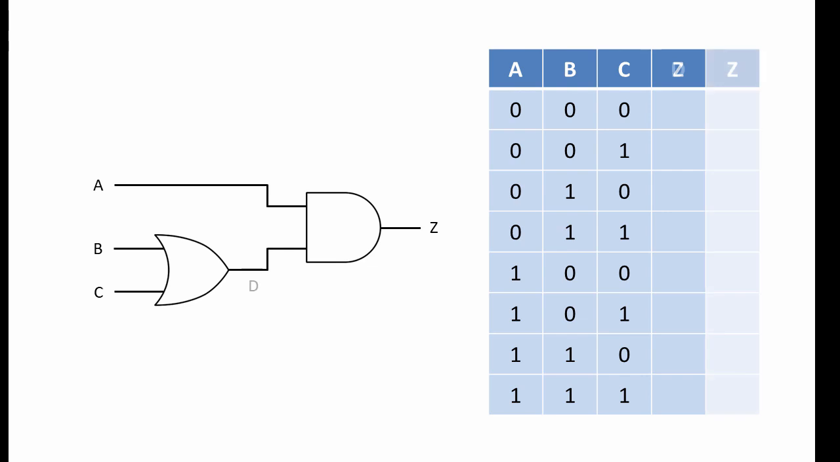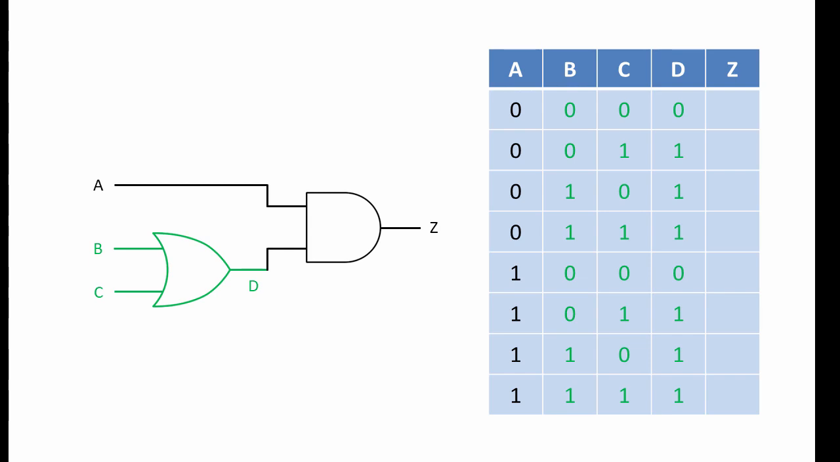To solve this one, we need to consider intermediate point D. Each value of D can be arrived at by passing pairs of values for B and C through an OR gate. We then take each value of A along with each value of D and pass them through an AND gate. Here's the result.